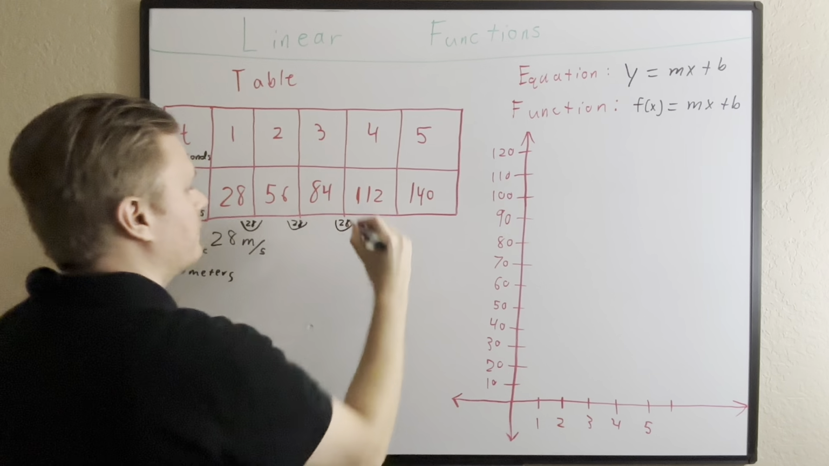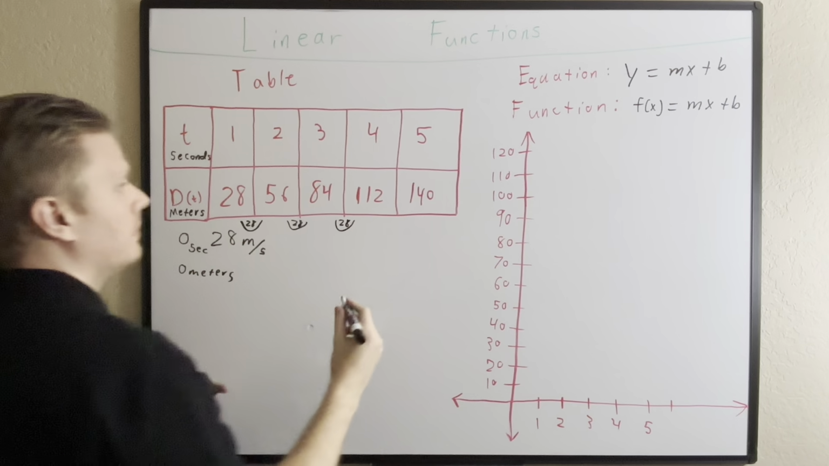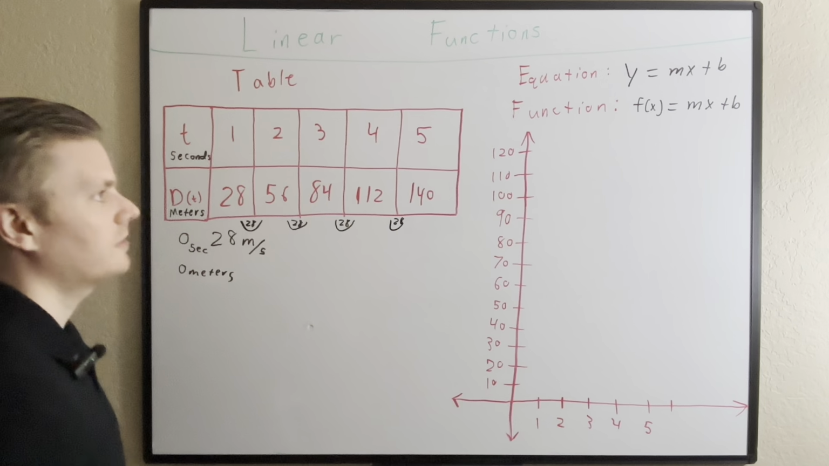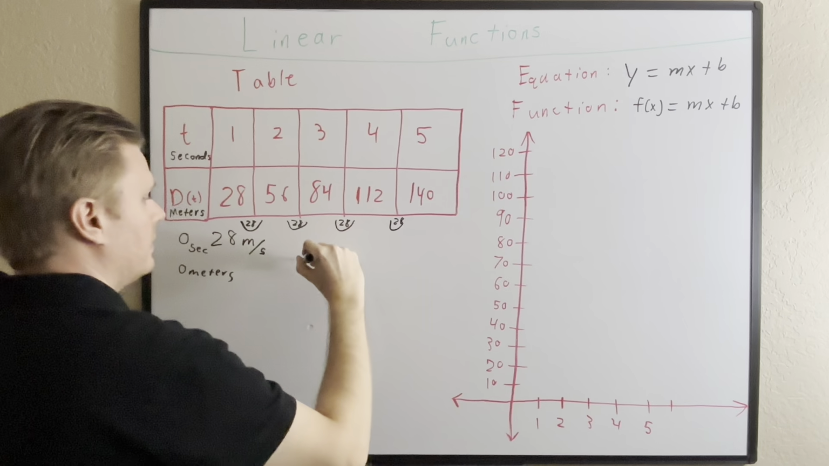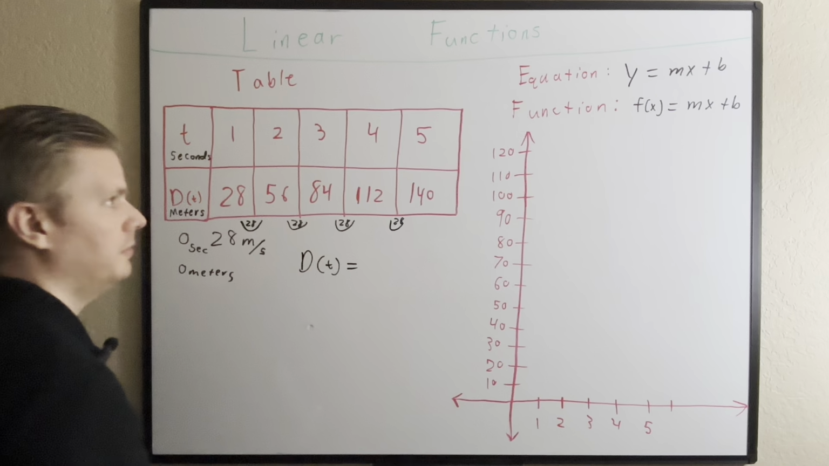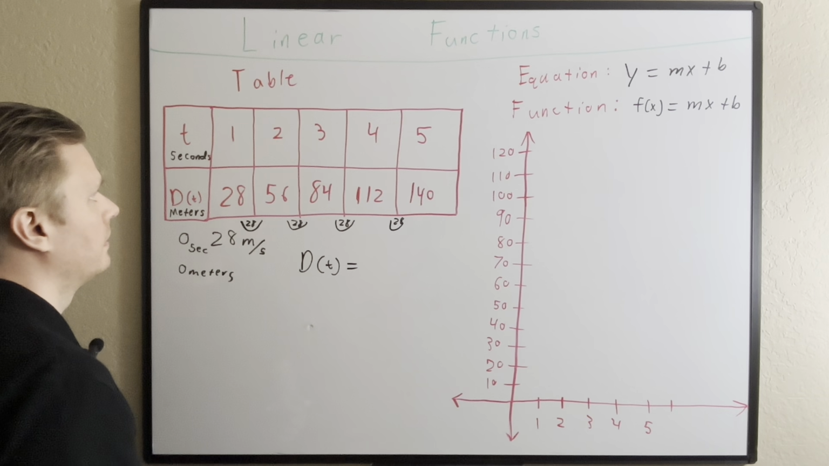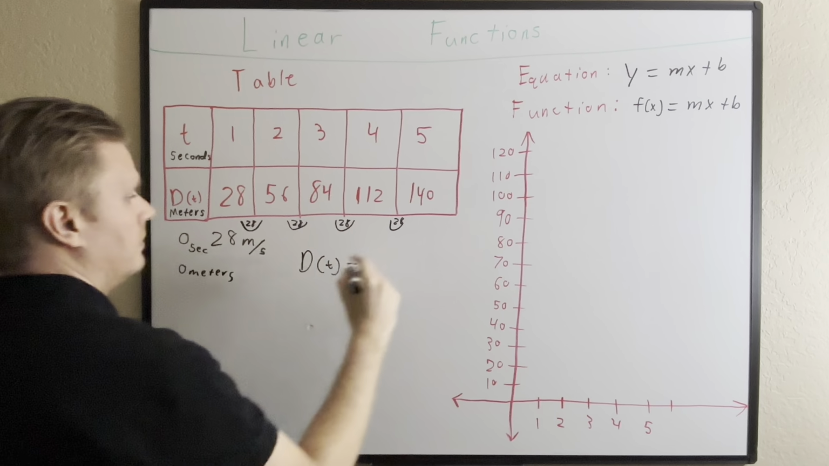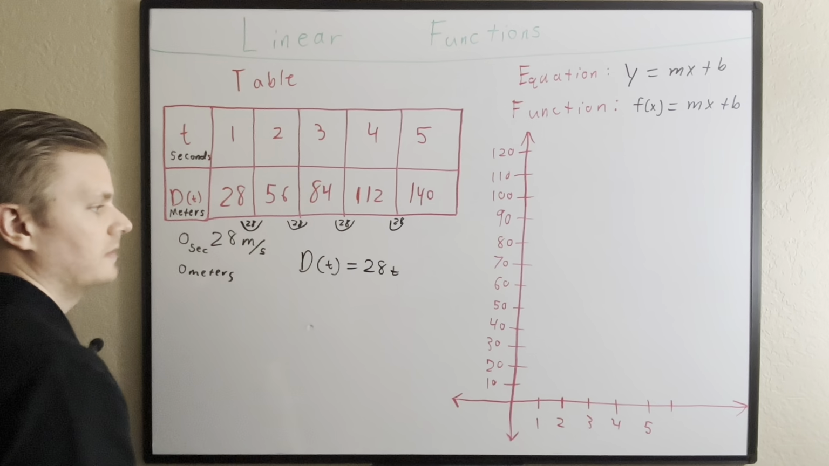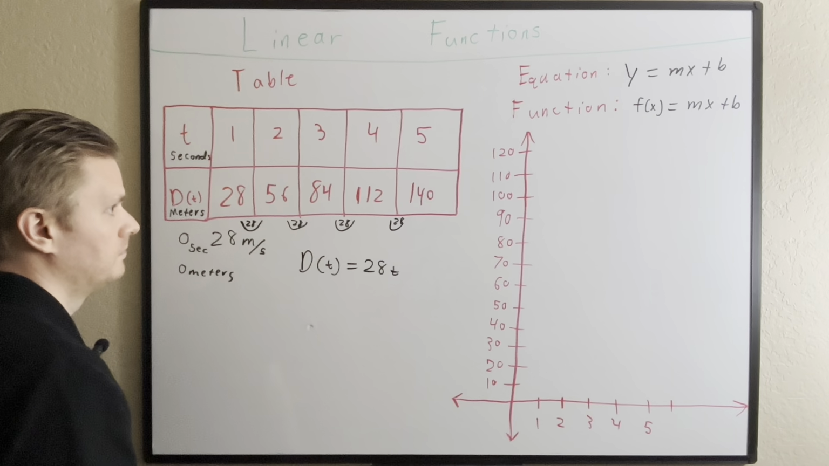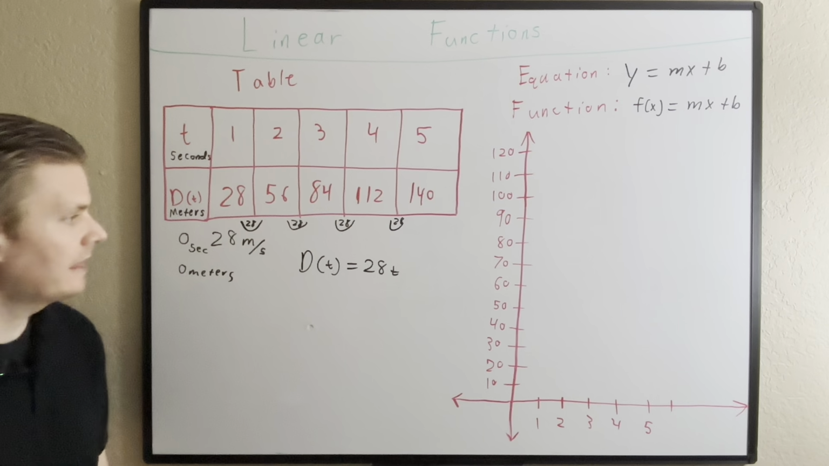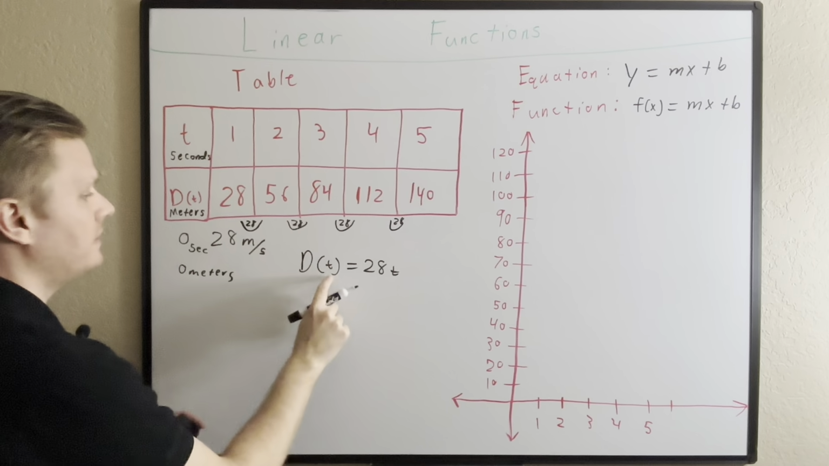So if we go 28 meters every time, what is our equation? What is our function? If we were to write it out in mx plus b form, what would it be? 28t. That's it. Not too difficult. Just remember that t is your variable.